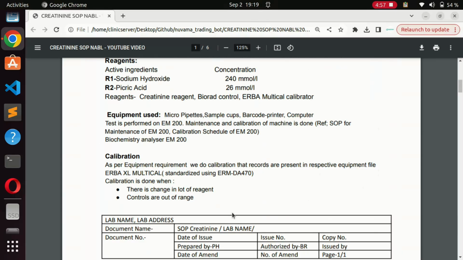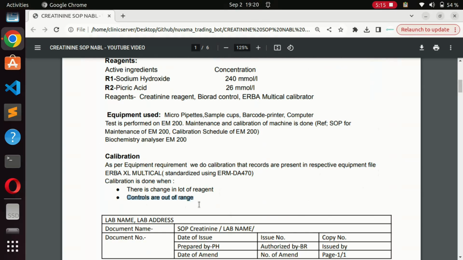Now these are not related to this SOP. Next comes the calibration. As per the equipment requirement, we do calibration, and the records are present in the respective equipment files. So in this lab, they maintain the records of the calibration of this machine. The Erba XL Multical is used for the calibration.